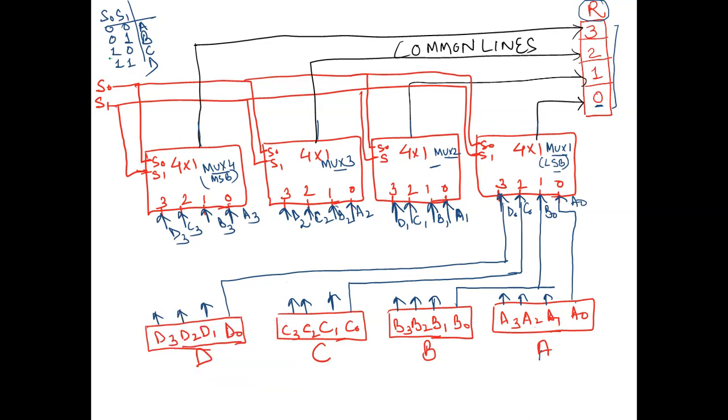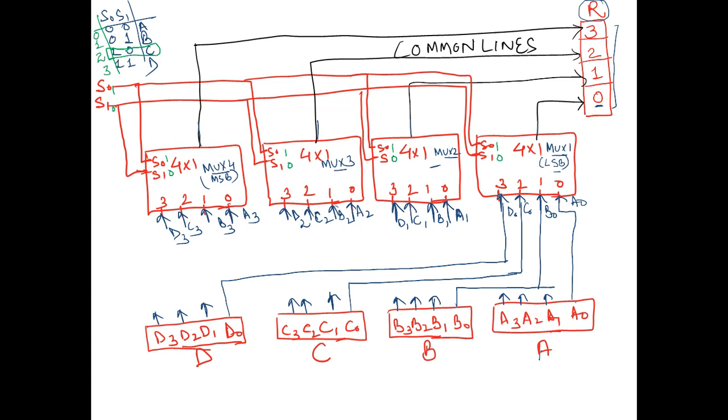So let's suppose the data in the selection line is this 1 and 0. All the multiplexers will receive the same information in the selection lines. So what will happen? As I always say, always consider that these 00 in decimal is zeroth. These are representing the zeroth pin of each multiplexer. Similarly, this 01 represents the first pin, 10 the second, and this is the third pin, right?